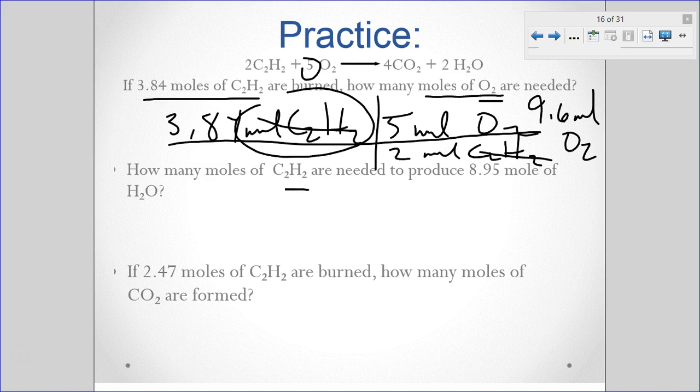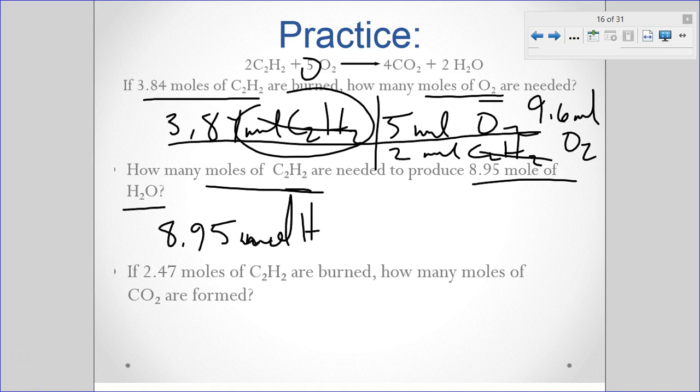It says how many moles C2H2, so I'm looking for moles of C2H2, are needed to produce 8.95 moles of H2O. So 8.95 moles H2O. I'm going to go ahead and make my conversion factor. Well, since I'm starting with moles H2O, 2 moles H2O goes to the bottom. And for my C2H2, I have 2 moles.